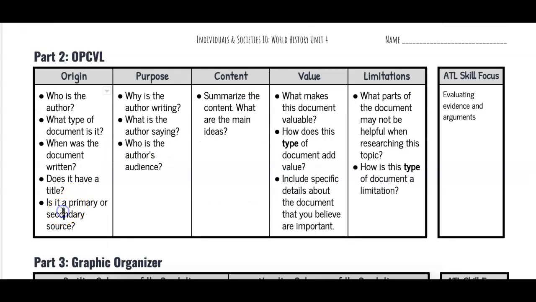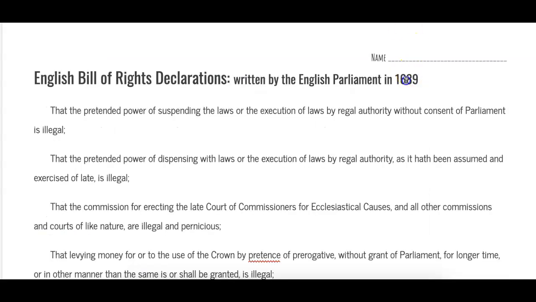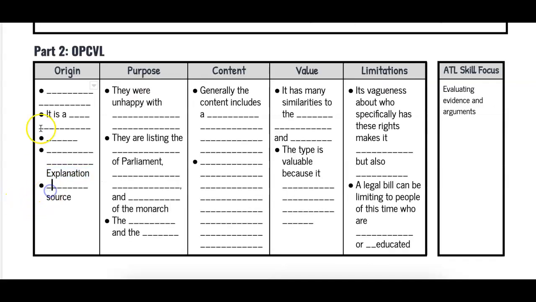The last question on origin is, is it a primary or a secondary source? So I know that this document was written in 1689 by this governing board and signed by the monarch. So since it was created during that time, it's a bill of law. It is a primary source. So let's put that here. All right, so we've discussed the origin, or where the document came from.